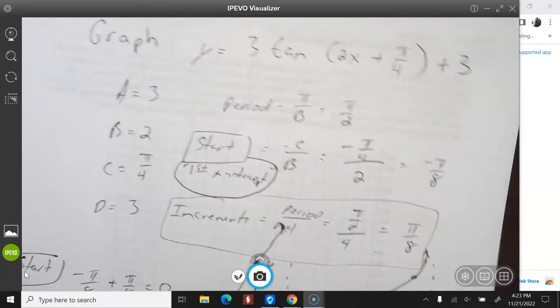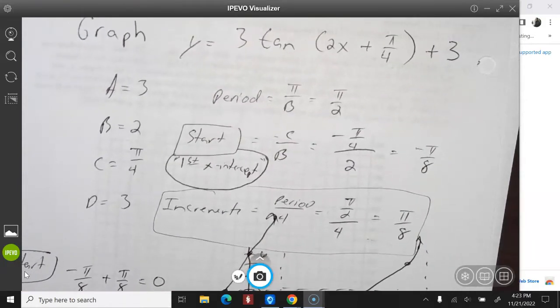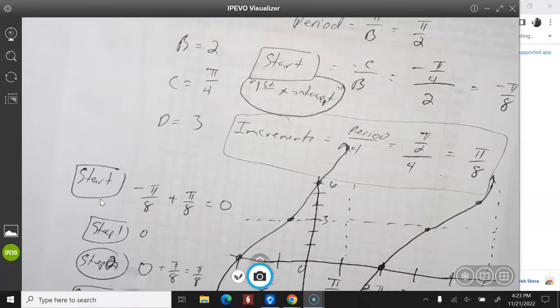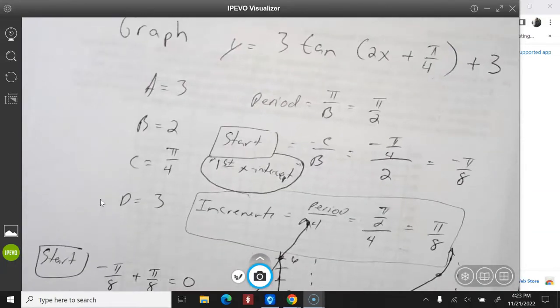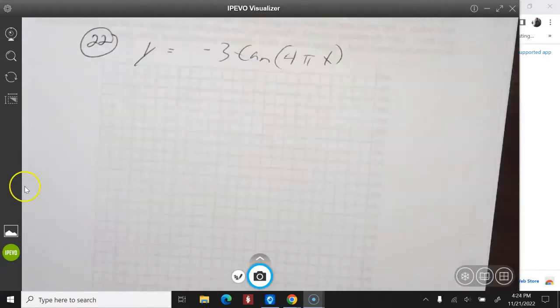All right, let's graph one more of those, and hopefully you can start seeing how to find A, B, C, and D, the starting point, the period, the increments, using those increments to come up with other steps, then actually graphing it. And after a few, I hope you start seeing the pattern. Let's go to a new one now. All right, so this is the final one.